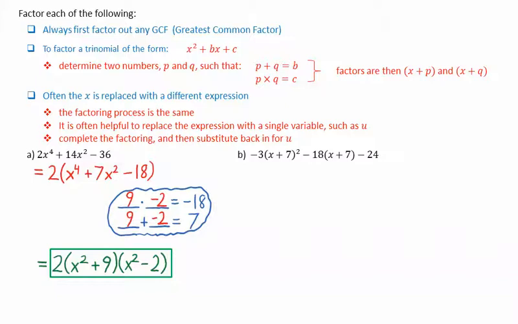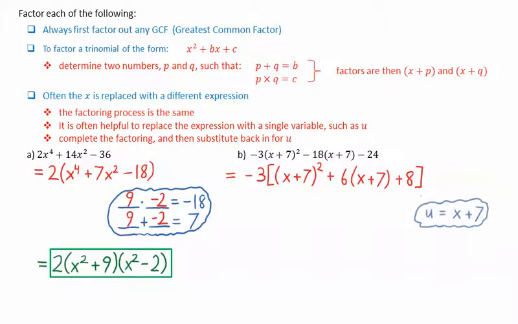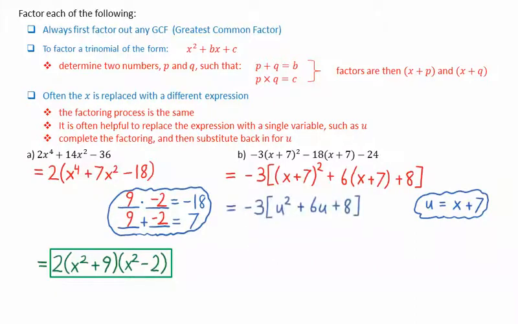For the second question, here we have a common factor of negative 3. Note also here that the x is being replaced with x plus 7. Here I'll use a u substitution. U equals x plus 7. I can then rewrite my trinomial as u squared plus 6u plus 8.